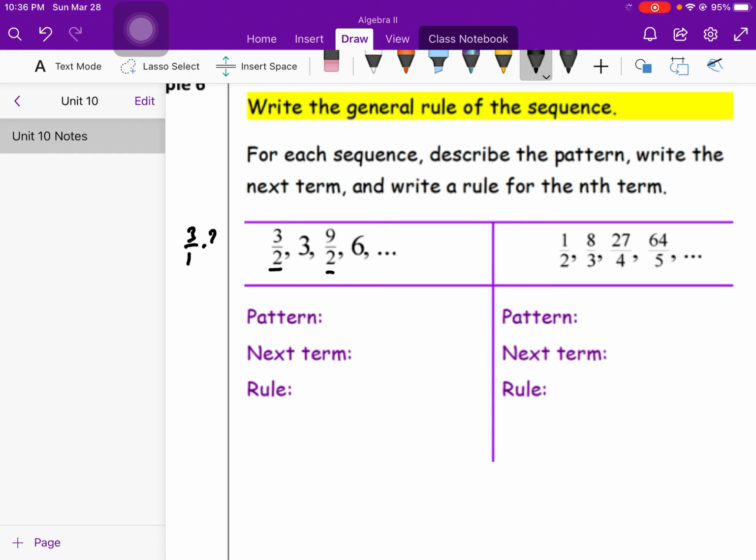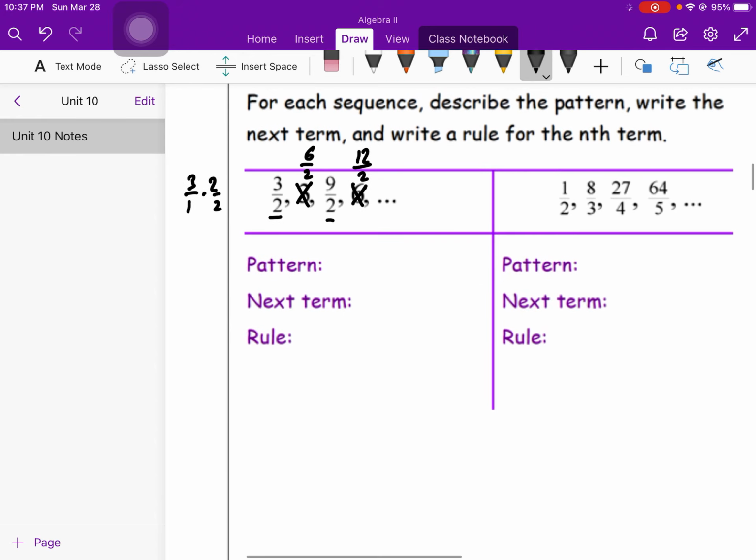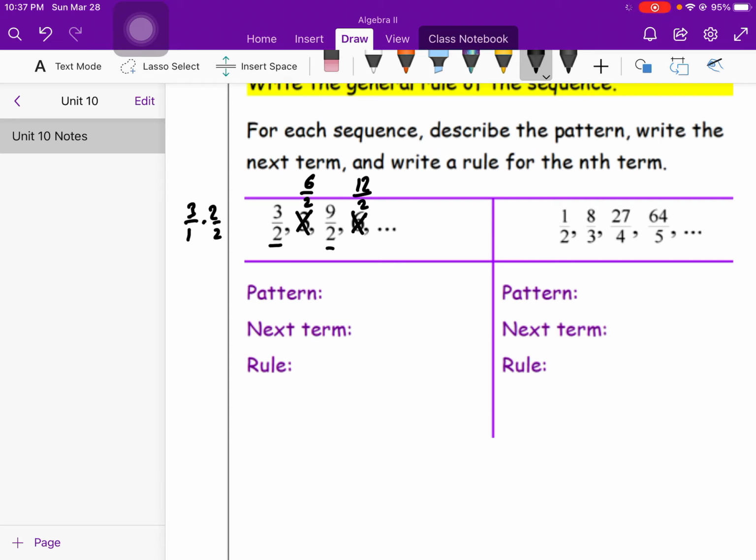So we would think of it as 3 over 1 times 2 over 2. So we're just going to rewrite this as 6 over 2. And then this one, same idea. We would multiply the top and bottom by 2 and we would get 12 over 2. Now hopefully you see that we go from 3 halves to 6 halves to 9 halves to 12 halves. So the pattern is we are actually going up, we are multiplying by 3 on the top. So 3 times the n value over 2. And the next term is going to be 15 over 2.